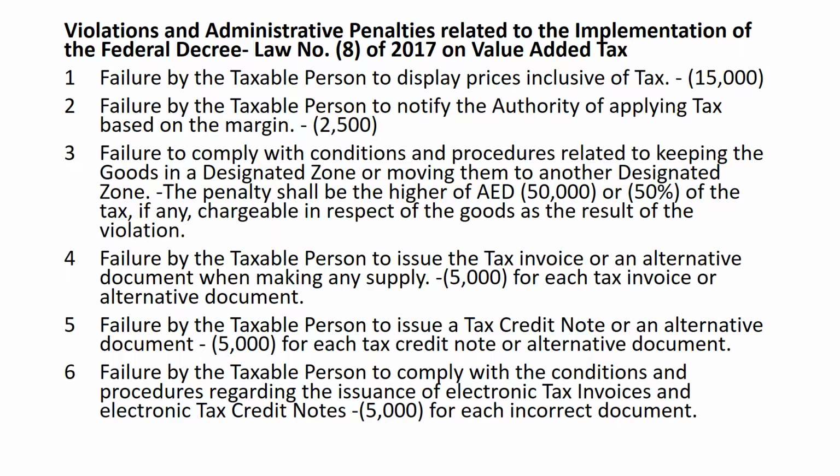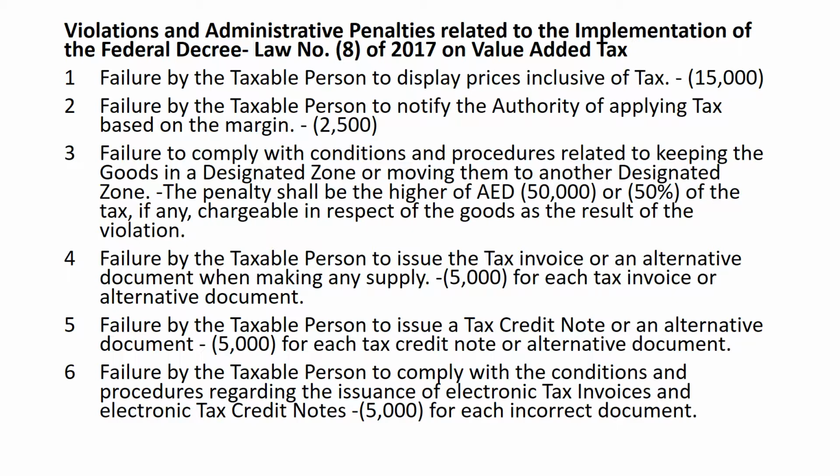Failure by the taxable person to display prices inclusive of tax, 15,000. Failure by the taxable person to notify the authority of applying tax based on the margin, 2,500. Failure to comply with the conditions and procedures related to keeping the goods in a designated zone or moving them to another designated zone. The penalty shall be the higher of 50,000 dirhams or 50% of the tax, if any, chargeable in respect of the goods as the result of the violation.